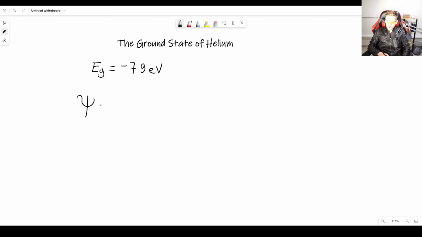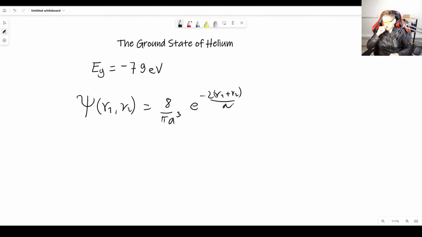So our trial wave function that we used last time was this thing, psi of R1, R2, and then we had 1 over pi, actually I think it was 8 over pi a cubed, e to the minus 2 (R1 plus R2) over a. Okay, but this time we have a different situation. Previously we said, all right, we just have these two electrons. But we don't really know how much charge the electrons are going to feel coming from the nucleus. We don't know that.